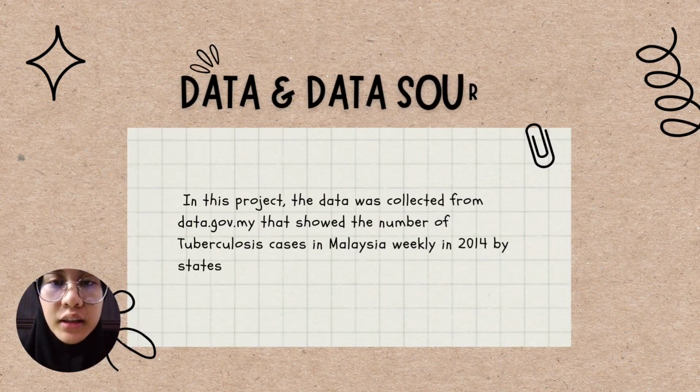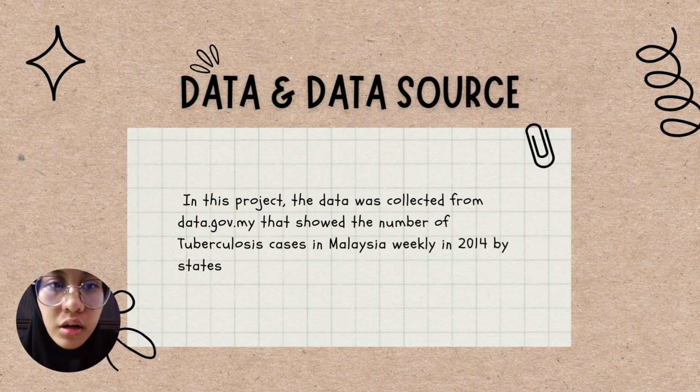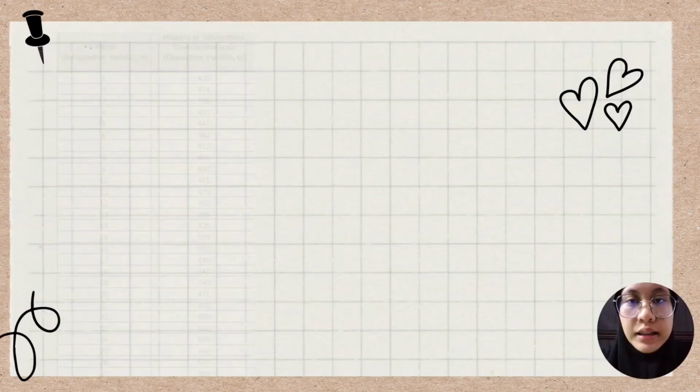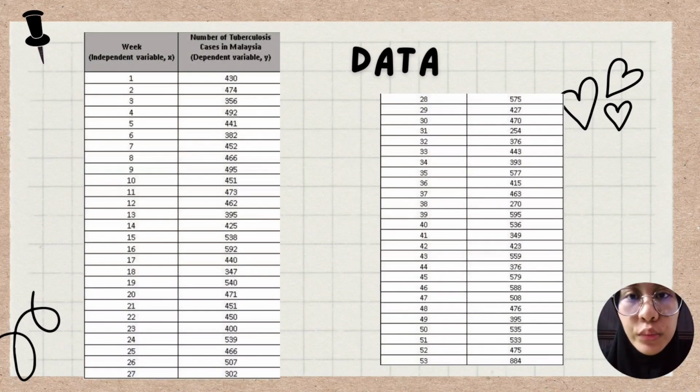In this project, the data was collected from the website data.gov.my that showed the number of tuberculosis cases in Malaysia weekly in 2014 by states. This is the data for our group project, where week is the independent variable X and the number of tuberculosis cases in Malaysia is the dependent variable Y.